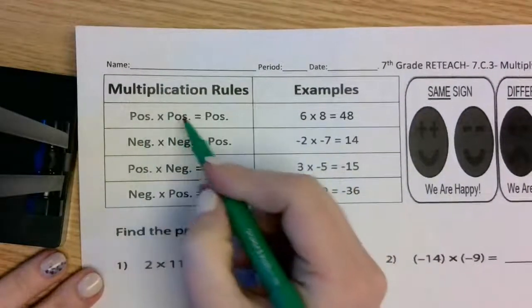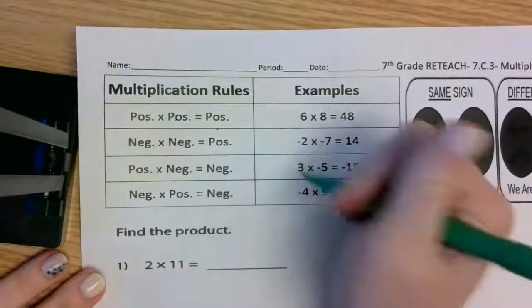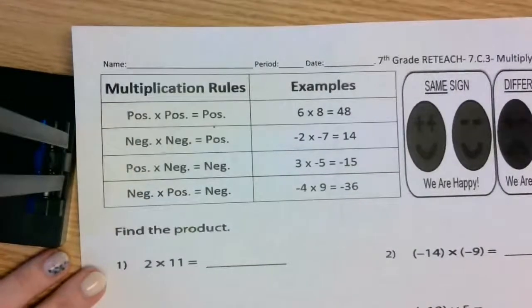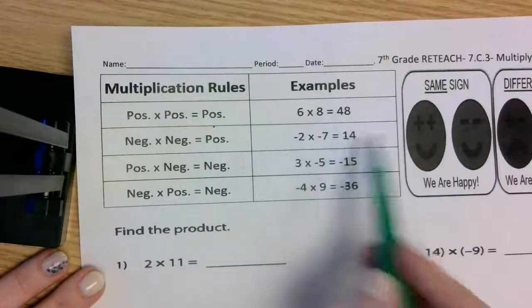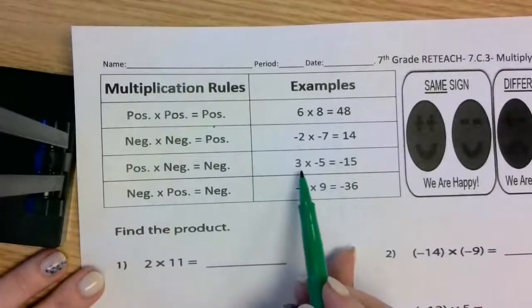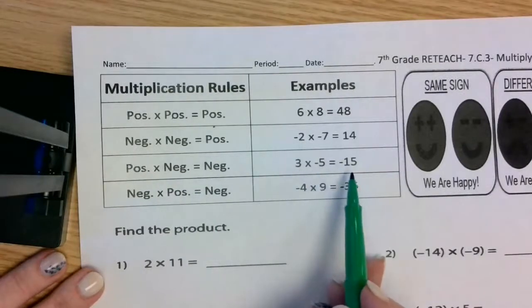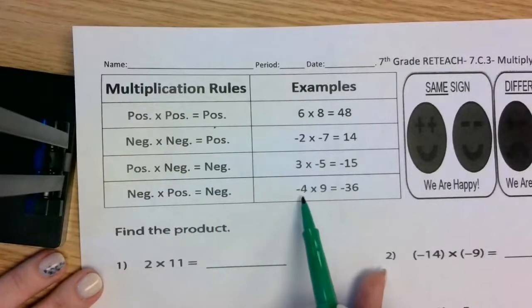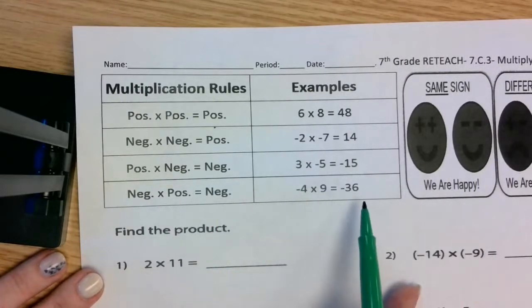So, a positive times a positive is going to give you a positive, like 6 times 8 is 48. A negative times a negative is going to give you a positive, like negative 2 times negative 7. That's going to give you positive 14. A positive and a negative gives you a negative. So, 3 times negative 5 is negative 15. And a negative times a positive is going to give you a negative. So negative times positive equals negative 36.